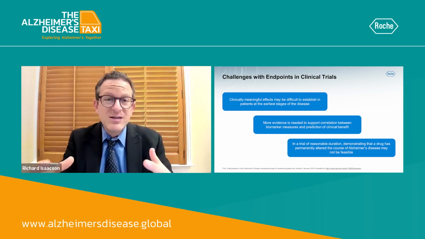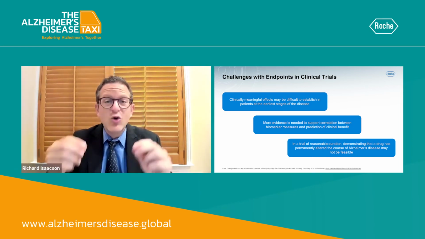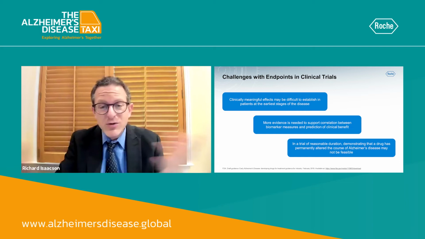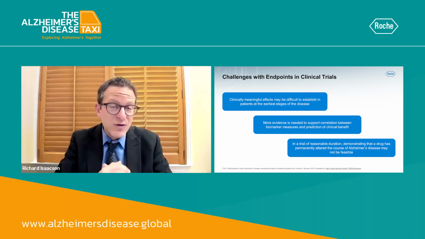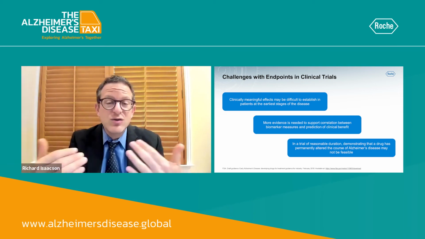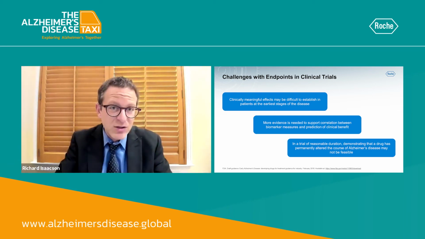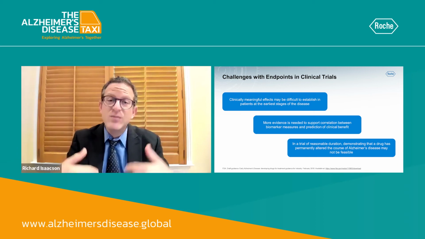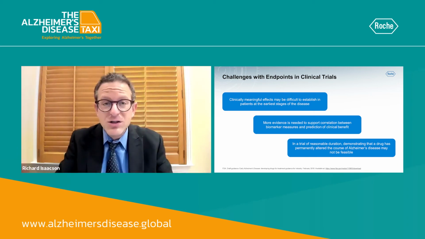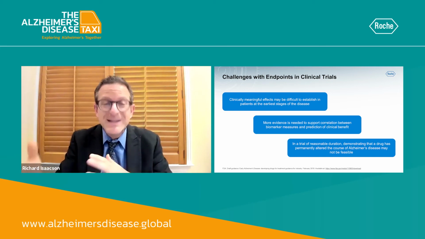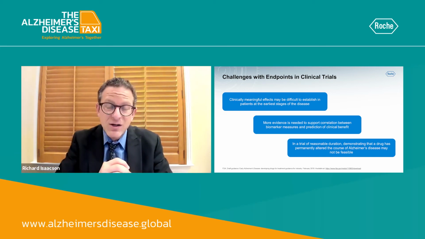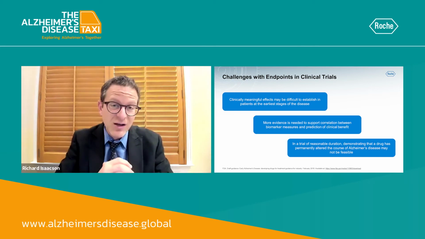More evidence is really needed to support a correlation between biomarker measures and prediction or association with clinical benefit. So for example, if we can move the needle and reduce an Alzheimer's disease biomarker, does that actually translate into improvements in cognitive function, activities of daily living, or other clinical outcomes that are clinically meaningful in a person's life or the patient's caregiver's life as well?